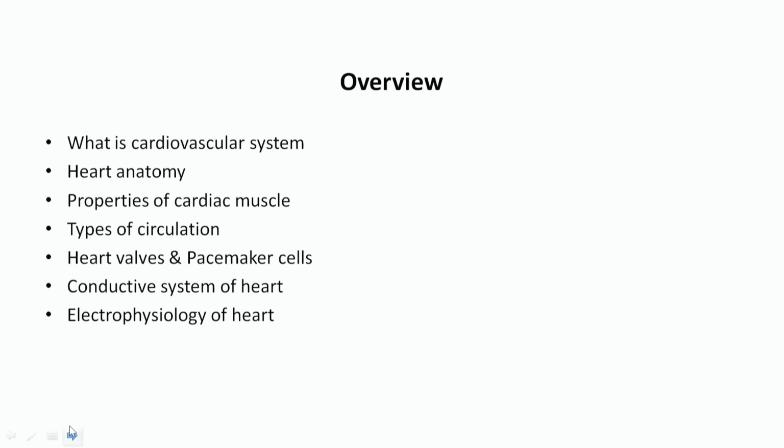I am the assistant professor in the Department of Veterinary Physiology and Biochemistry, Faculty of Veterinary and Animal Sciences, Banaras Hindu University. So today we will discuss how the heart is functioning, what the morphological characteristics are, and what the cardiovascular system is. Then we will briefly discuss the heart anatomy, especially its physiological significance. Then we will discuss the properties of cardiac muscle, and then the types of circulation.